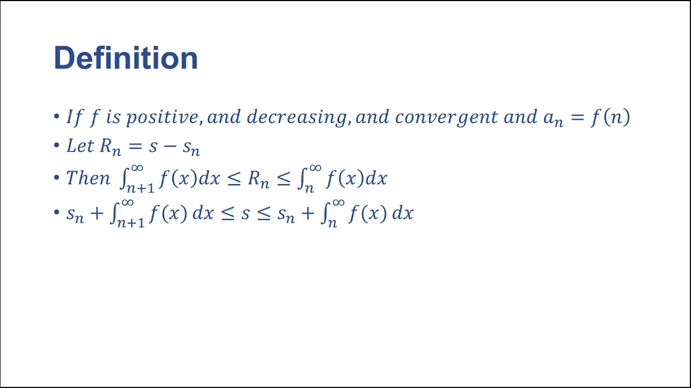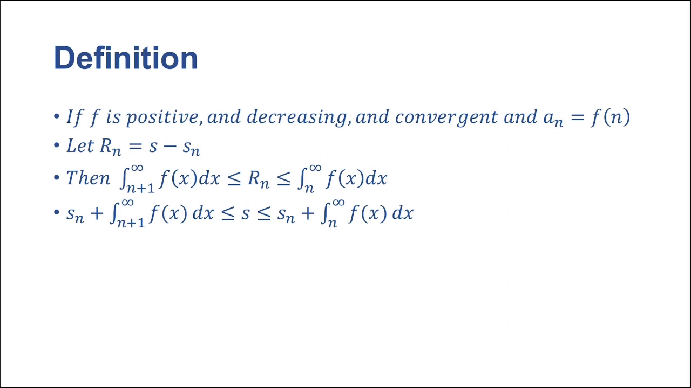And then additionally, we define this quantity r sub n, which is the actual value of the sum minus an nth partial sum. If we have this r sub n, then the integral between n plus 1 and infinity of f of x dx is less than or equal to r sub n, which is less than or equal to the integral between n and infinity of f of x dx.